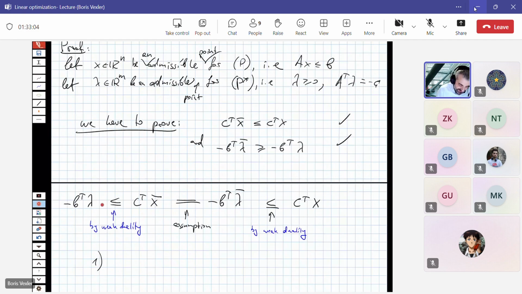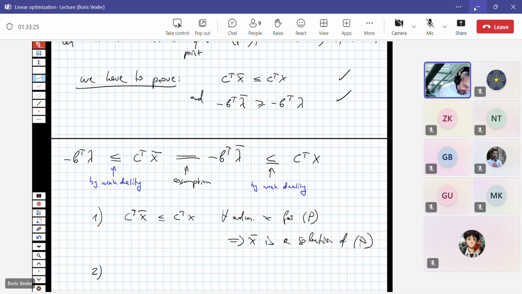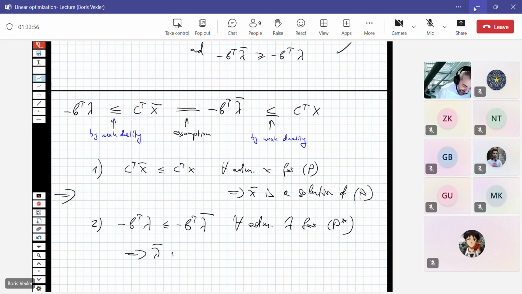And then what we have seen here, first of all, is that C transpose X bar is less or equal than C transpose X for all admissible X for P, and therefore X bar is the solution of P. And the second thing we see is that minus B transpose lambda is less or equal than minus B transpose lambda bar for all admissible lambda for the dual problem, and therefore, of course, lambda bar is a solution of P star. Okay, good. We are done. We proved what we wanted.